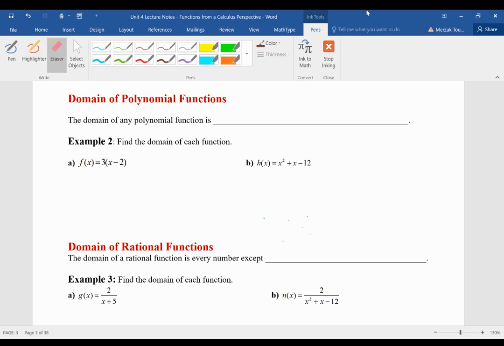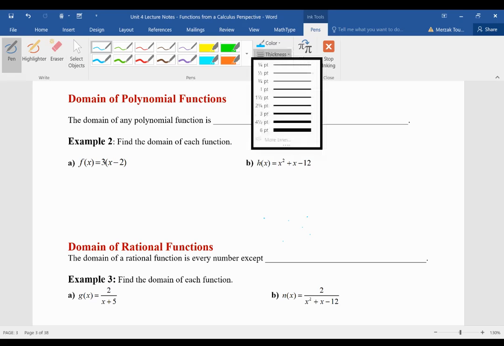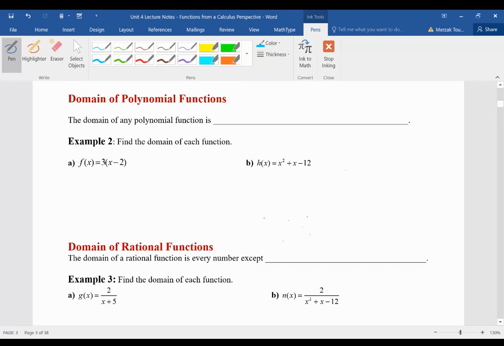Hi, this presentation is on the domain of polynomial functions and rational functions. So we're going to start with the domain of polynomial functions. The domain of any polynomial function is all real numbers. If we use interval notation, it will be parenthesis negative infinity, positive infinity, close parenthesis.